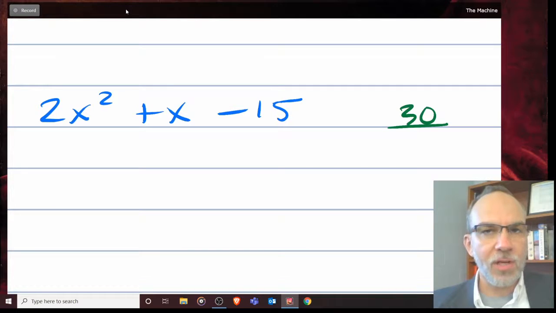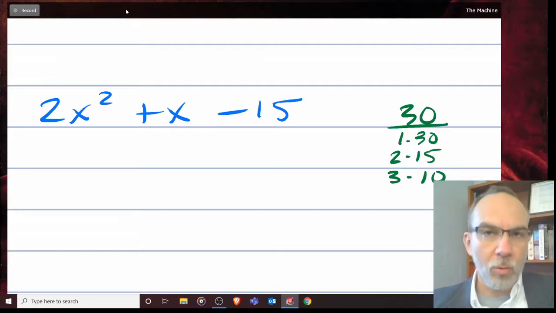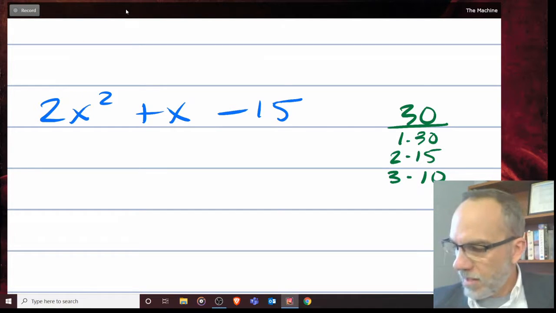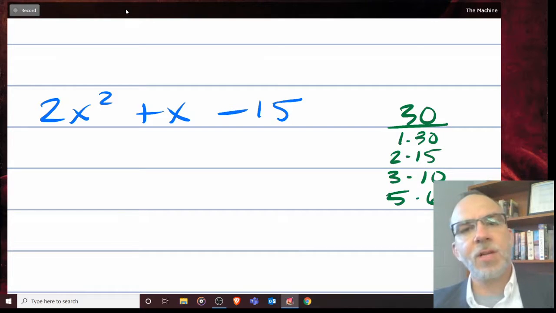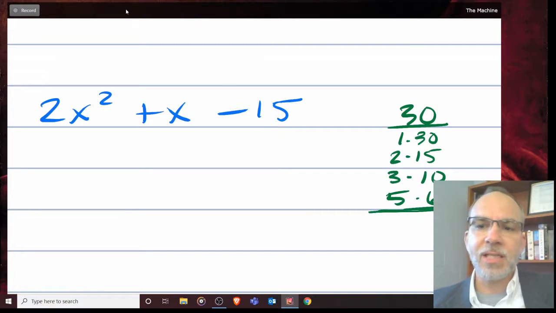Now I'm going to make a list over here on the side of all of my integer factors of 30, all of my whole number factors of 30, and I'm systematic with it. So I'm going to do 1 times 30. 2 works, 2 times 15. 3 works, 3 times 10. 4 does not work, I will leave that one off. And then 5 works, 5 times 6, and then after 5 comes 6, but I've already got it. So I'm finished with this now. This is my complete list of all the factor possibilities of 30.